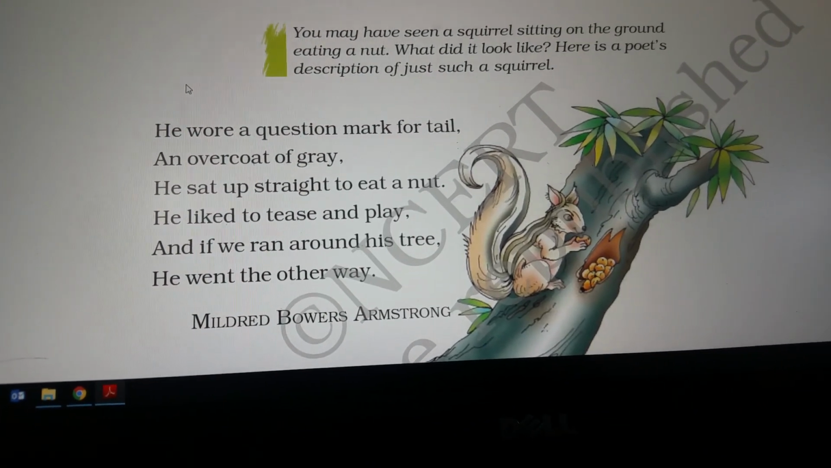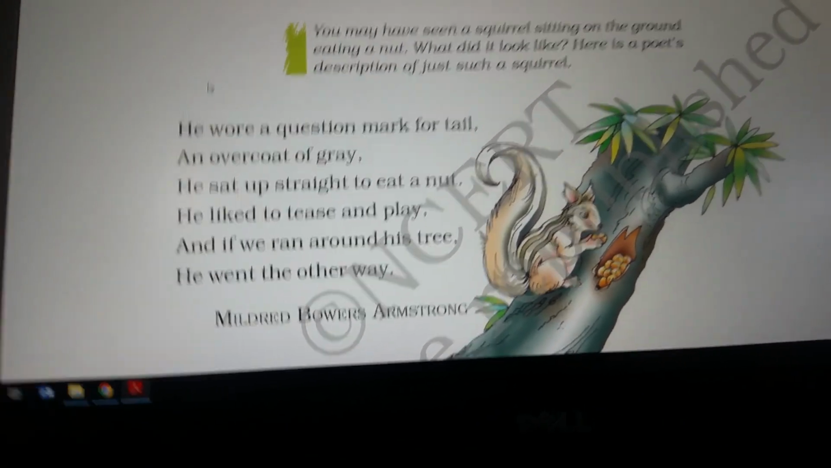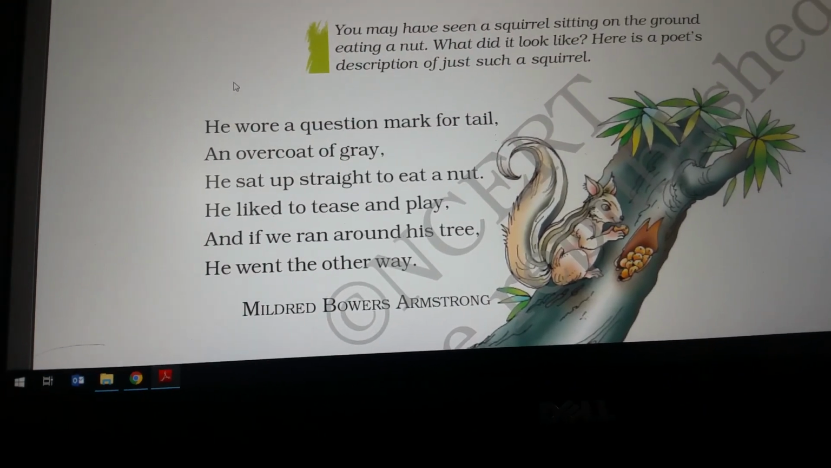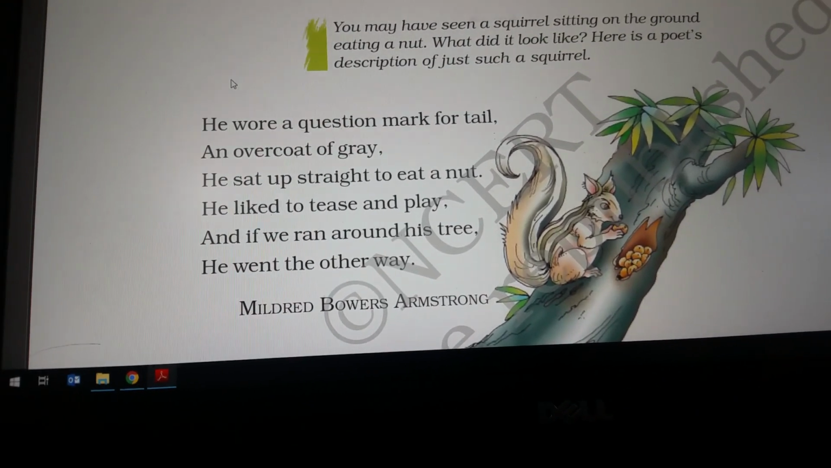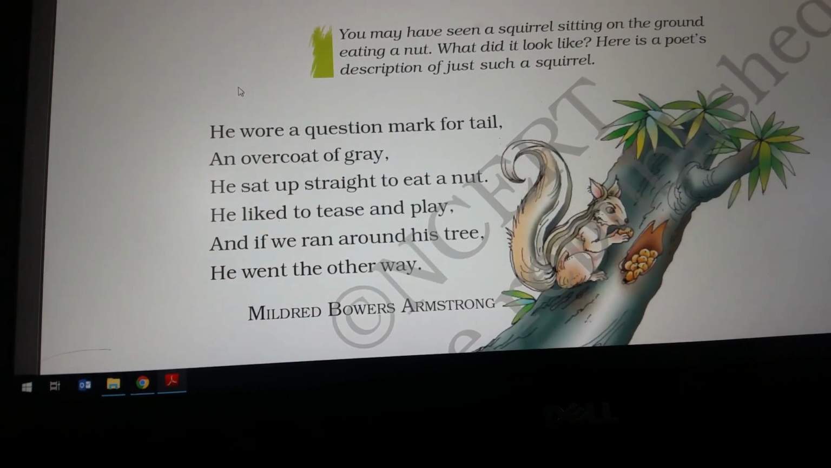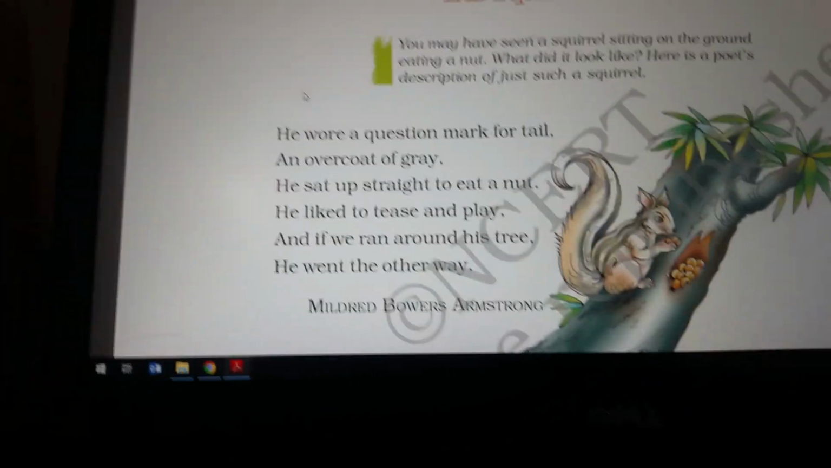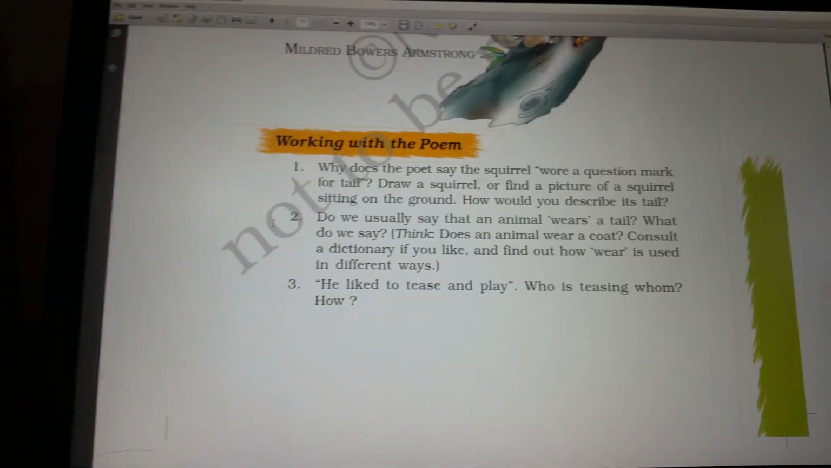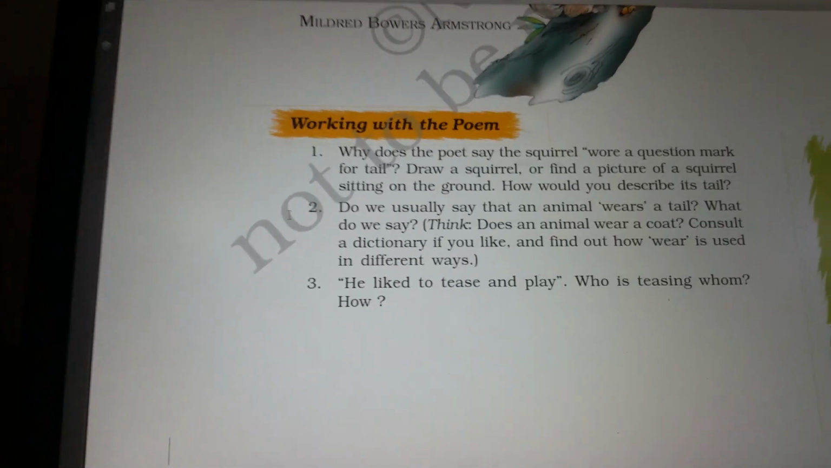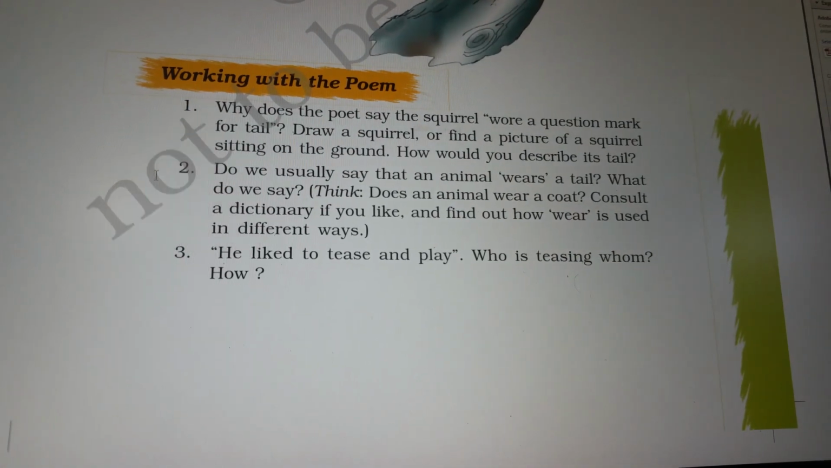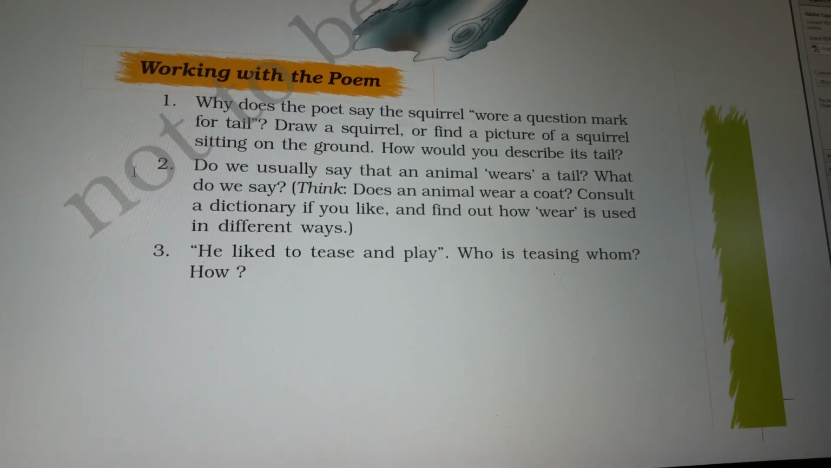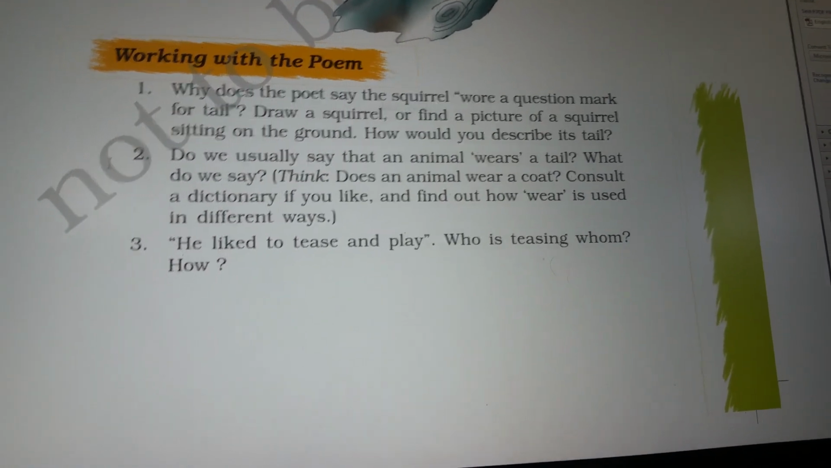We are over with the summary, so you all can see that in all these lines the nature and the activities of the squirrel are being explained. Now we will move on towards the book exercises, working with the poem. Question number 1 is, why does the poet say the squirrel wore a question mark for tail? And you have to describe its tail as well.